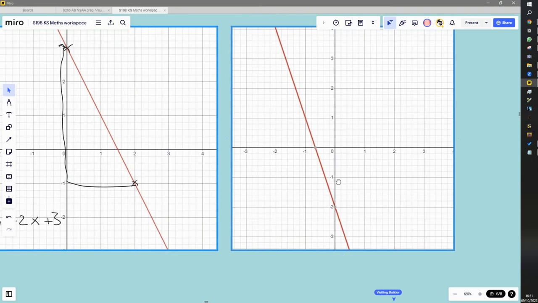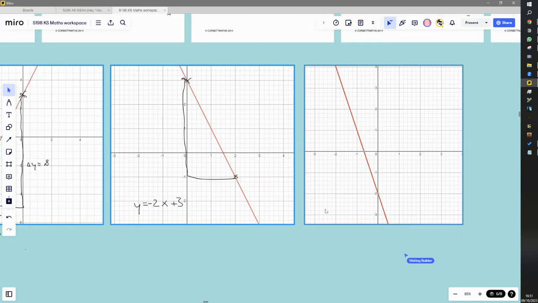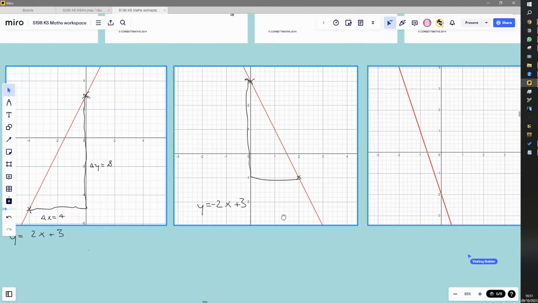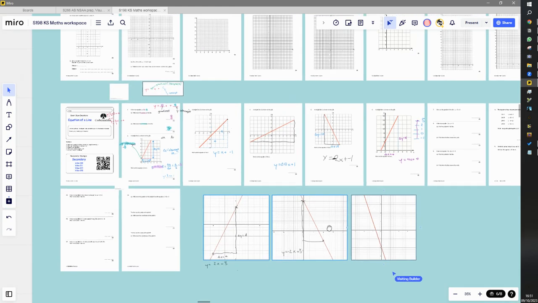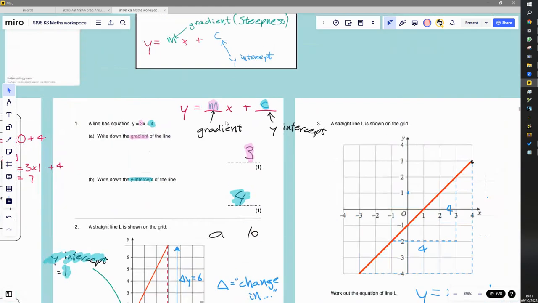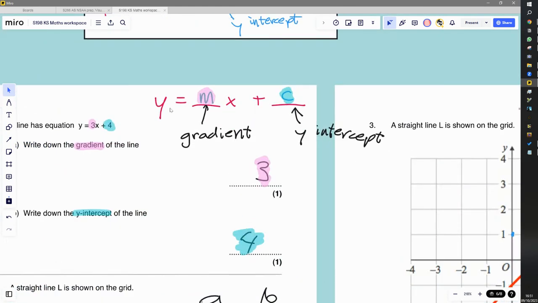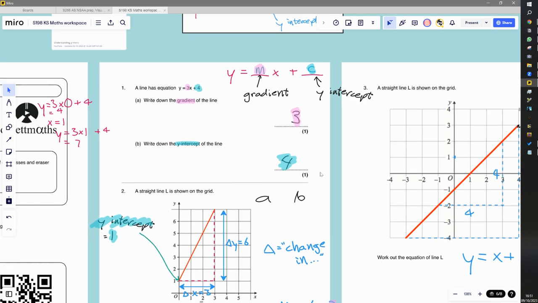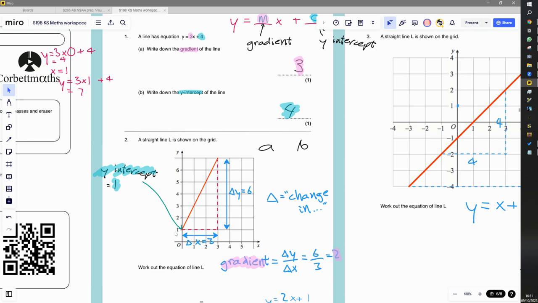Right, so when we're working out the equation of a line, like these ones here, we have, as I've written up here, the equation y is equal to something times x plus something. The somethings can be referred to as m and c, they're the letters, and they are the gradient and the y-intercept. So what does that mean? The y-intercept is where it crosses the y-axis, and the gradient is how steep the line is.